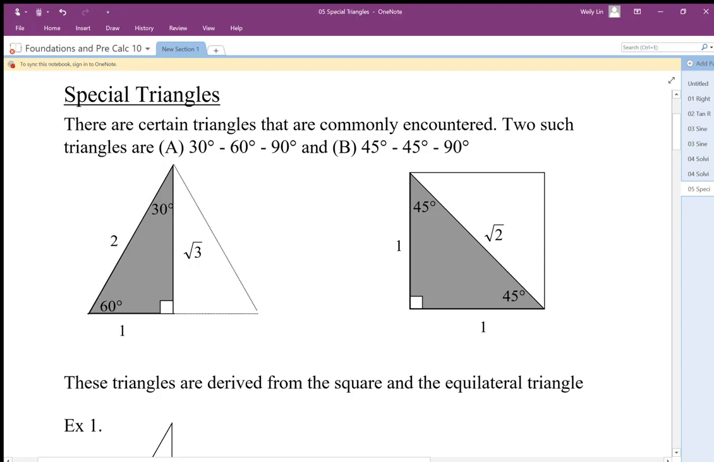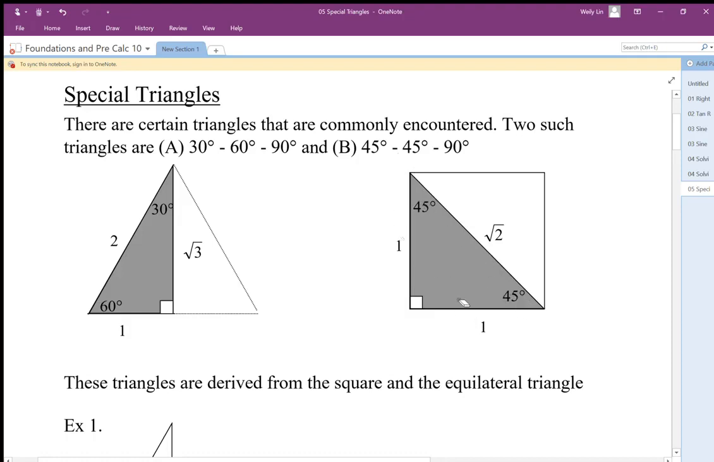Same here, we have our square. This is going to be 1 to 1 to 1 to 1. We know that this is a perfectly symmetrical shape, so we can split it right down the middle along this diagonal. When we do that, we're going to generate this 45-45-90 triangle.